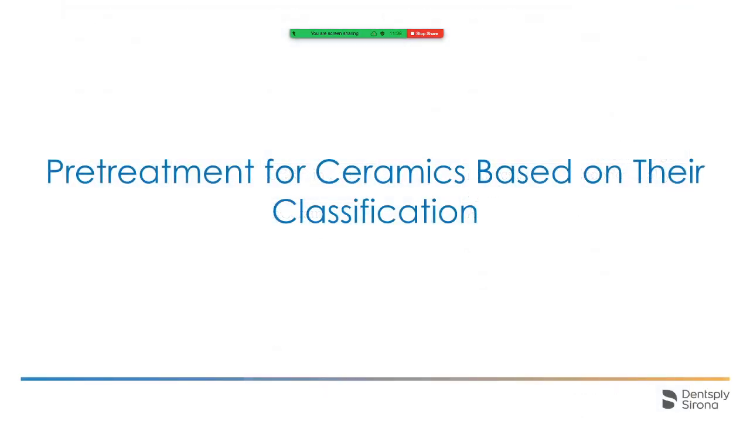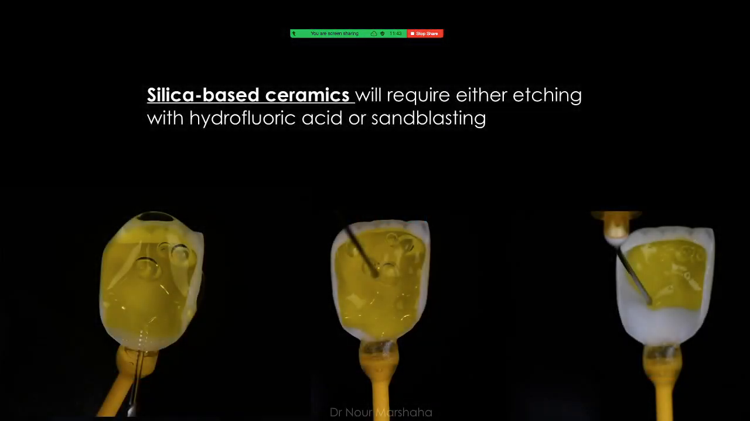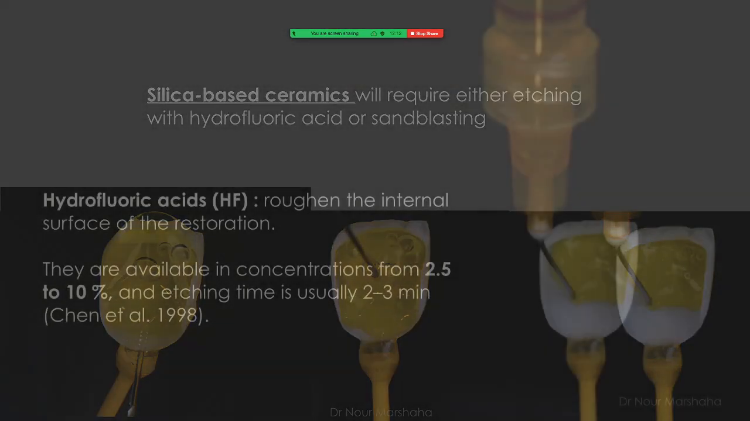Care should be taken not to overetch when we are preparing the internal surface of the restoration by hydrofluoric acid, because it can weaken the bond between the ceramic and resin cement. After hydrofluoric acid, a white residue sometimes forms on the surface of the porcelain. This white residue is a potential contaminant and should be removed prior to silane application. Okay?